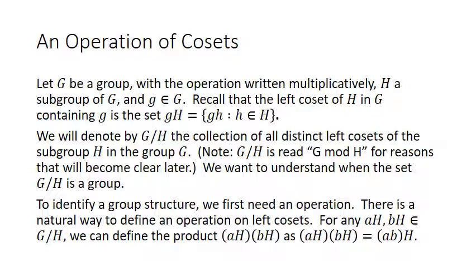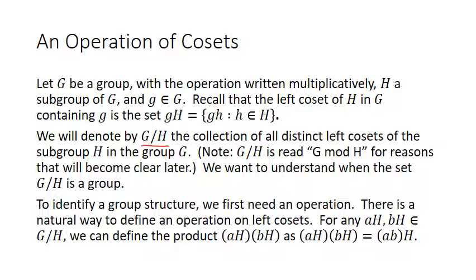We will denote by G mod H, which is this right here, the collection of all distinct left cosets of the subgroup H in the group G. I put a note here that that's how you read it aloud: G mod H, for reasons that will become clear later. It does actually have some analogy with the modulo n relation.